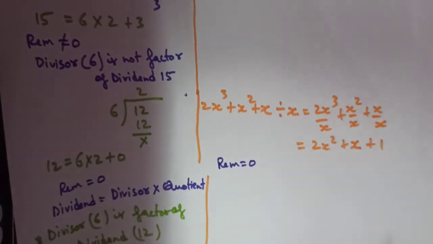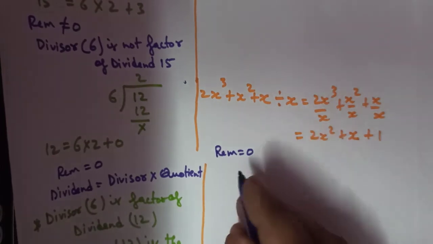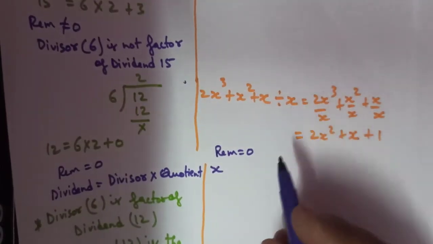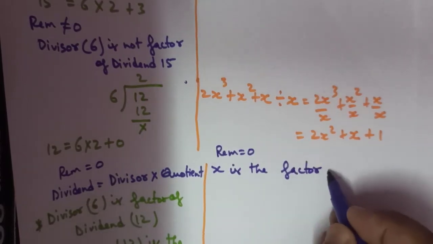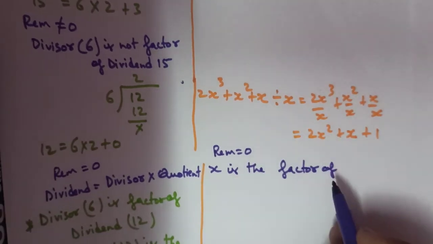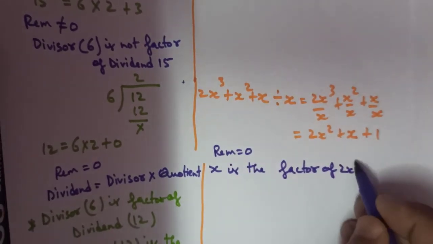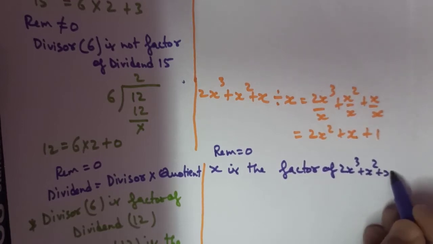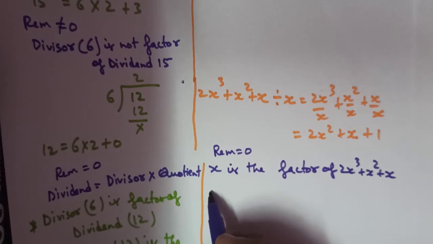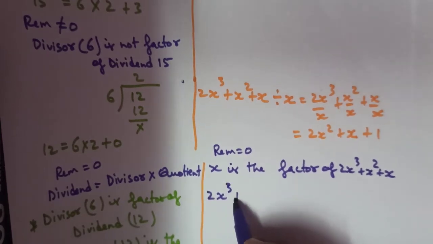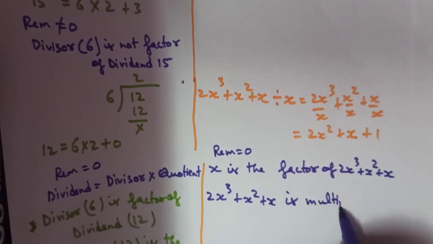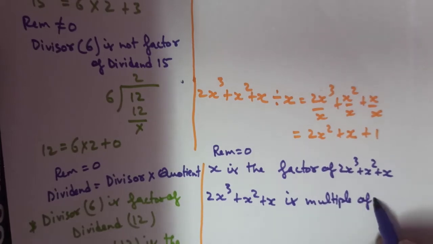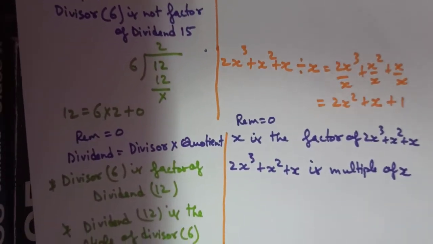So if the remainder is equal to 0, we can say that the divisor x is a factor of the given polynomial, that is the dividend polynomial 2x cube plus x square plus x. And the second point, what else can be said? That the dividend polynomial 2x cube plus x square plus x is a multiple of the divisor, that is x. It is the multiple and factor. I hope both the points are clear to you.